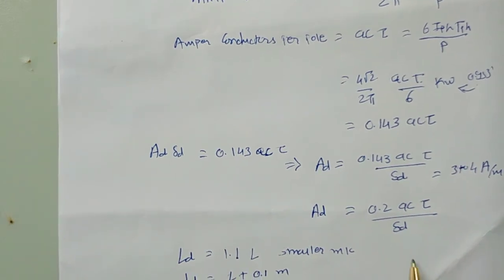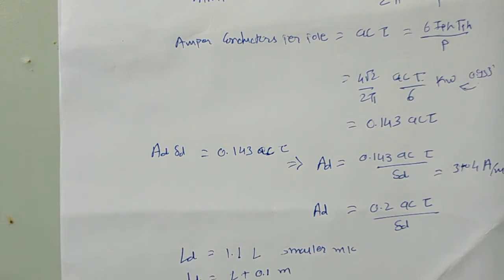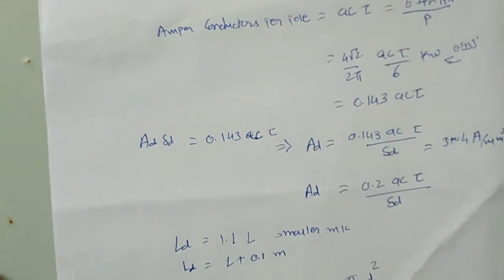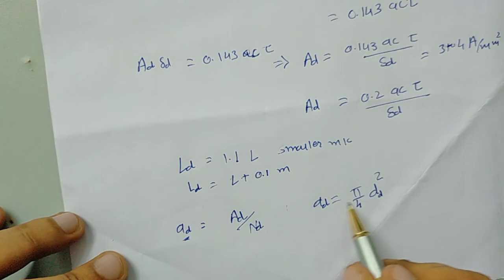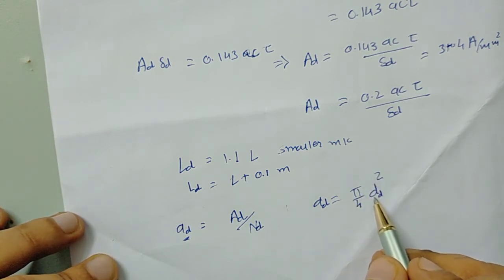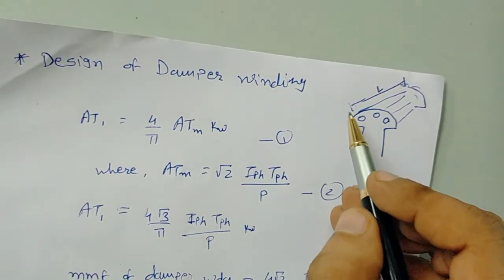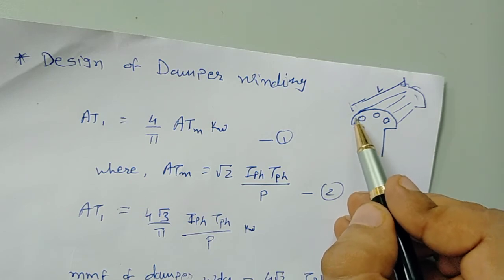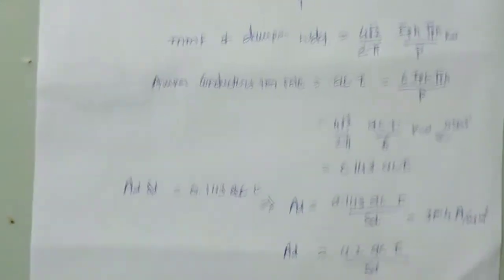If we are using circular bars, and the area corresponds to a circle, then AD is pi by 4 into d square, where d is the diameter of the damper bar. So over here, if this circle represents one damper bar, then the diameter of this damper bar is d.